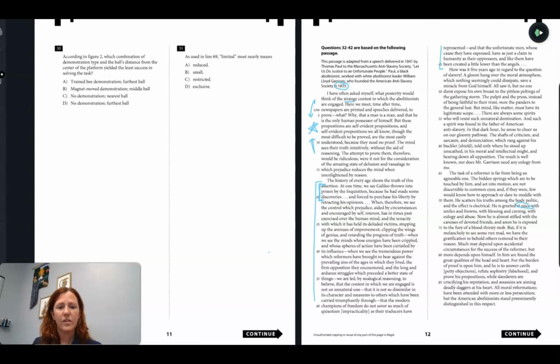So it's all these things that abolitionists and reformers in general are up against.